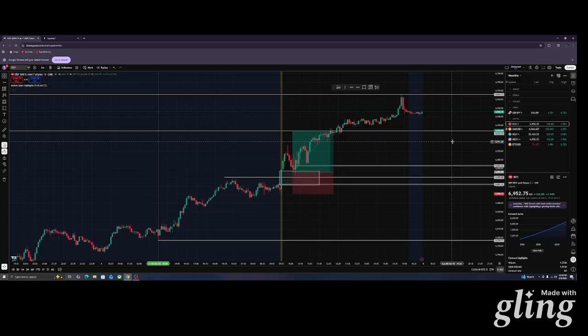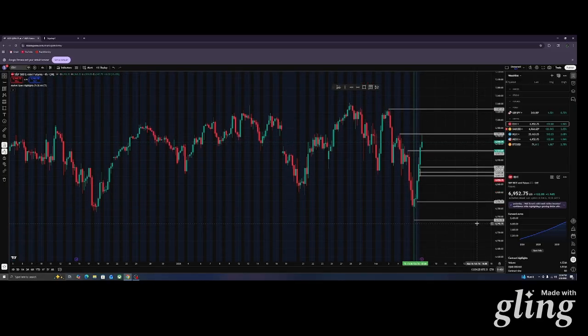I was only looking for longs, so that already eliminates bad trades. We're not taking any shorts, nothing, because the overall market on a higher time frame is bullish. How we find that is we go to the 4-hour chart.